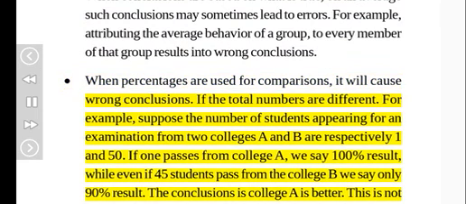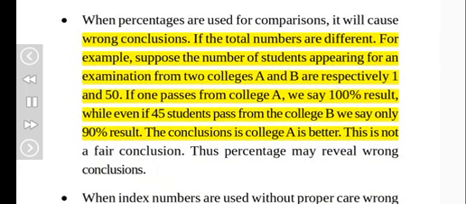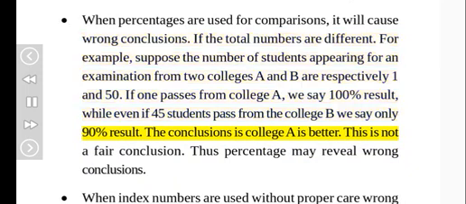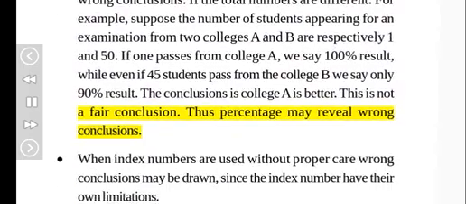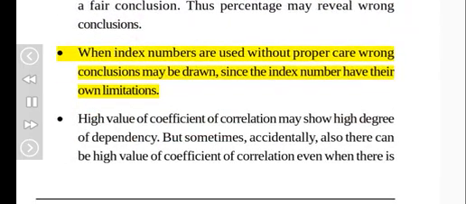For example, suppose the number of students appearing for an examination from two colleges A and B are respectively 1 and 50. If one passes from college A, we say 100% result, while even if 45 students pass from college B we say only 90% result. The conclusion is college A is better. This is not a fair conclusion. Thus percentage may reveal wrong conclusions. Index numbers are used without proper care. Wrong conclusions may be drawn, since the index numbers have their own limitations.